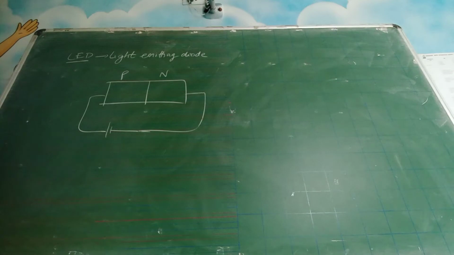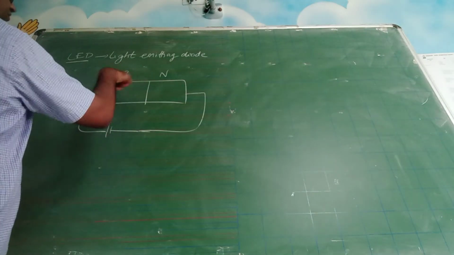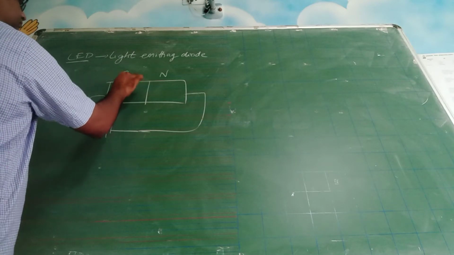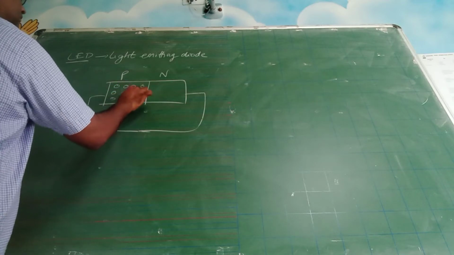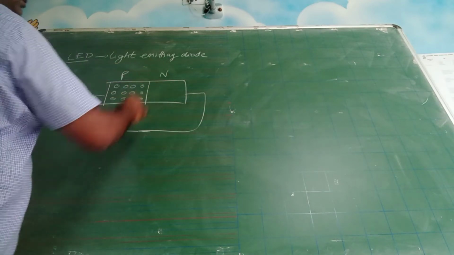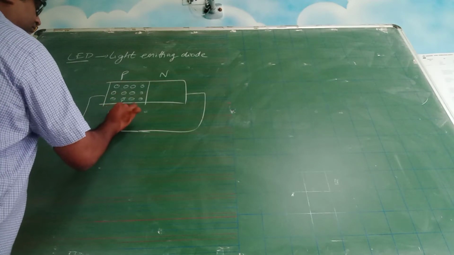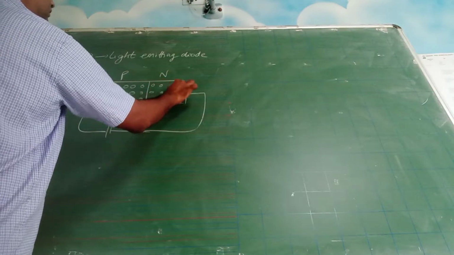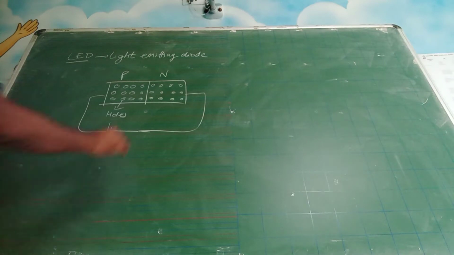Okay. Now when this PN junction is connected in forward biasing, this P-type semiconductor will have more number of holes. Alright, and this N-type semiconductor, these are all holes. N-type semiconductor will have the major charge carrier as electrons.